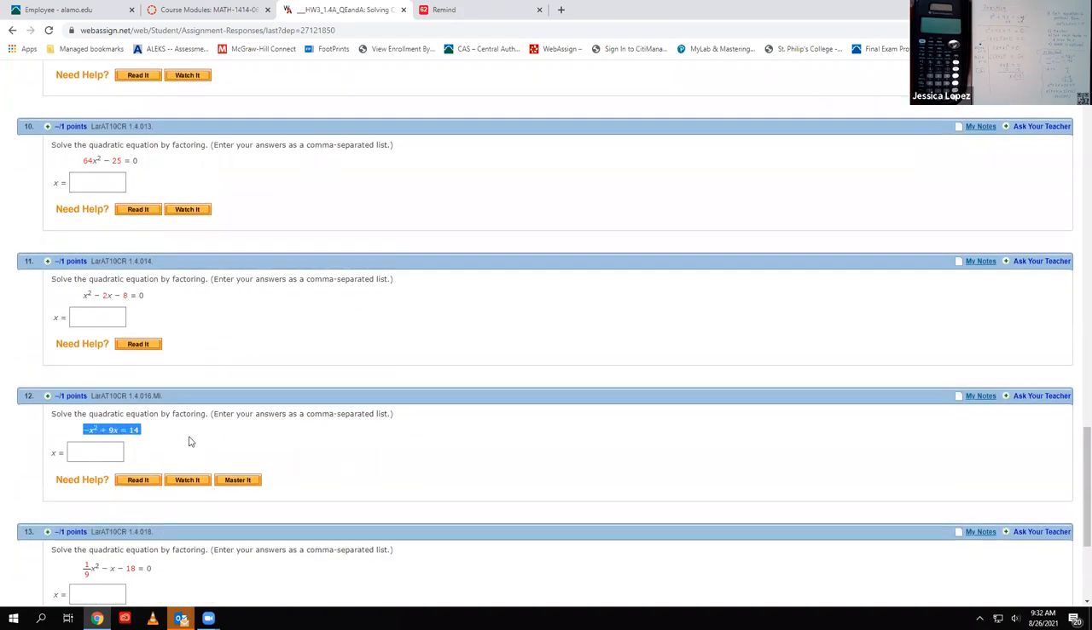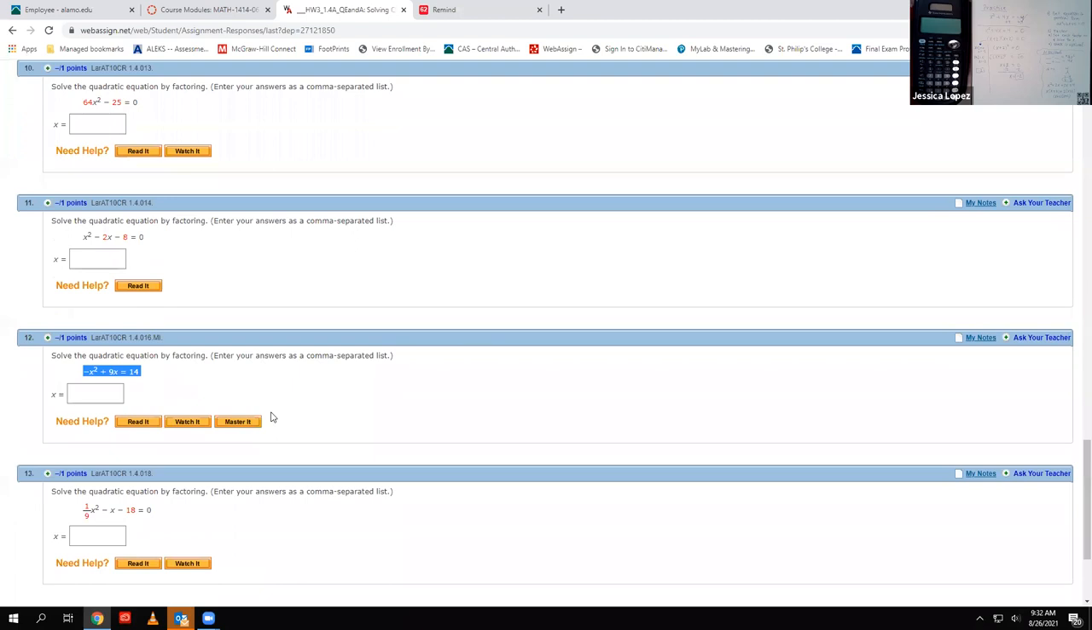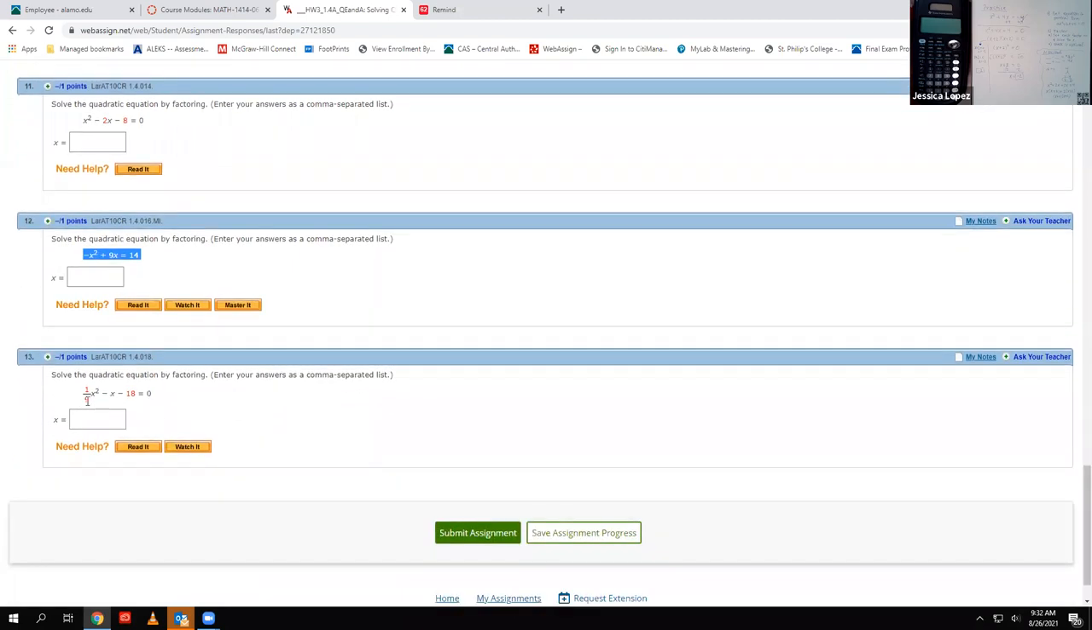This one is not ready yet. You have to move over the 14 first, then factor, then set your factors equal to zero. And this one has a fraction in it. I'm going to write that one down. I'm not going to do the whole problem unless somebody really wants me to, but I'll just do it quickly.